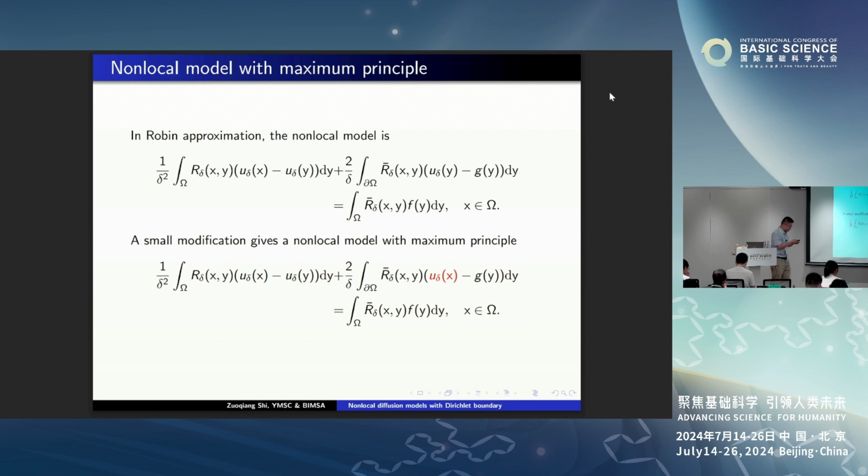The idea: let's go back to the original Robin approximation. We get this integral model. However, this model is not symmetric and does not preserve the maximum principle either, which seems to be very bad. But if we modify this model a little bit, we can get a model which is symmetric and also preserves the maximum principle. We just replace here the y by x. Then this model is symmetric and also preserves the maximum principle.